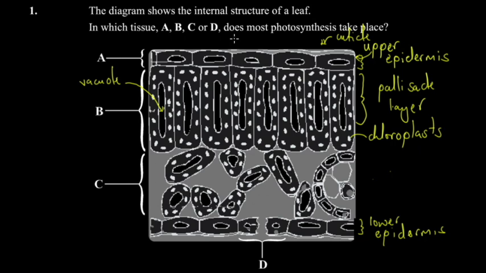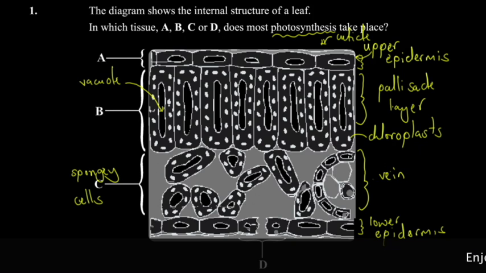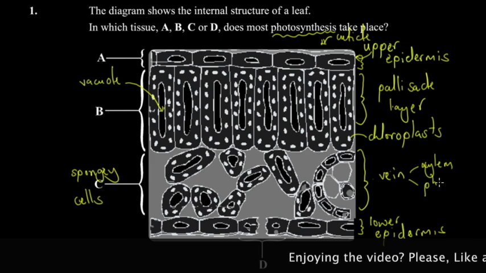So what you're looking for is the part which does the most photosynthesis, and you'll be answering in terms of the chloroplasts, the concentration per cell. This part you see is called the spongy cells. Okay, you can say the spongy layer if you want. These cells are very spongy, it means they're very irregular in shape, and that's why we call them spongy cells. And this one is the vein. In the vein you find the xylem and the phloem. So here you'll be having the xylem and you'll be having the phloem.